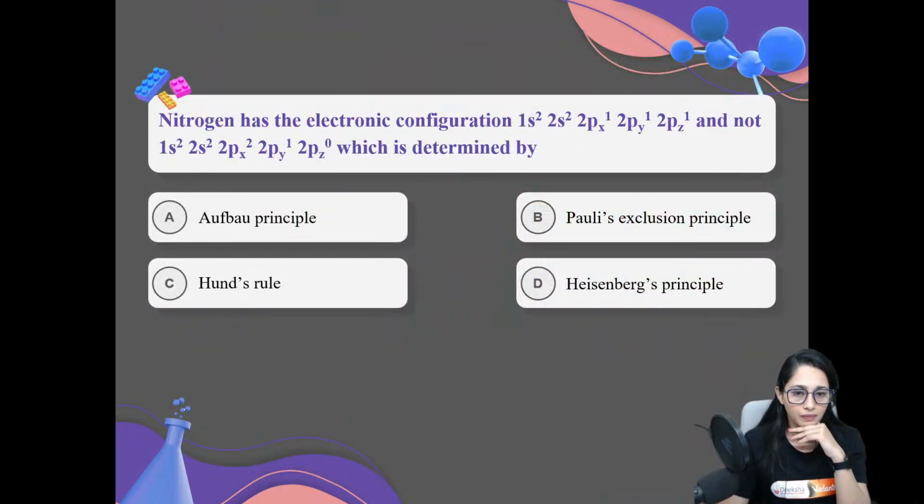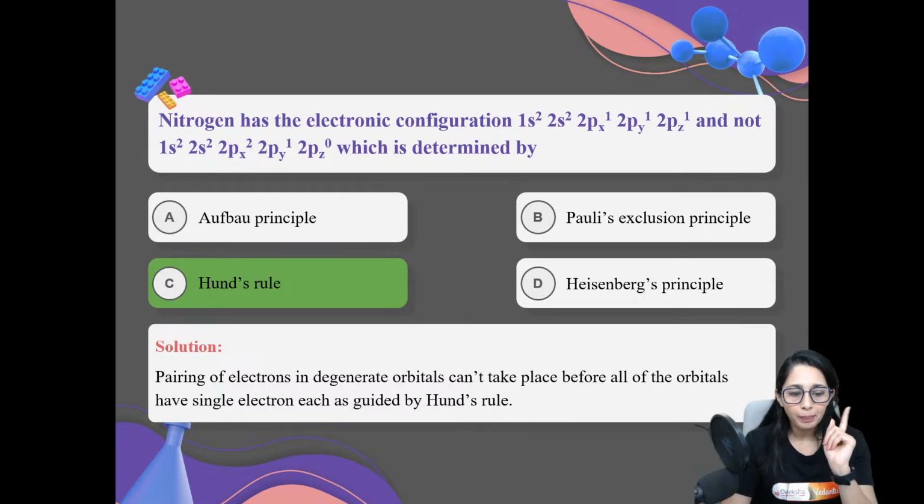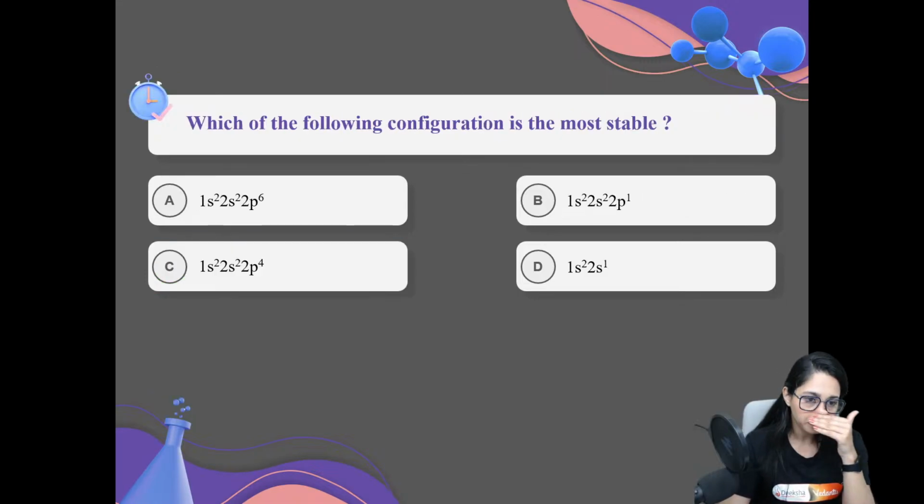Okay, so nitrogen has electronic configuration 1s2, 2s2, 2p3, and not 1s2, 2s2, 2px2, 2py1, 2pz0, which is determined by Hund's rule. The lower energy orbitals must be singly filled, only then pairing up occurs. What is it? Hund's rule. Pairing of electrons in degenerate orbitals can't take place before all the orbitals have a single electron each, as guided by Hund's rule.